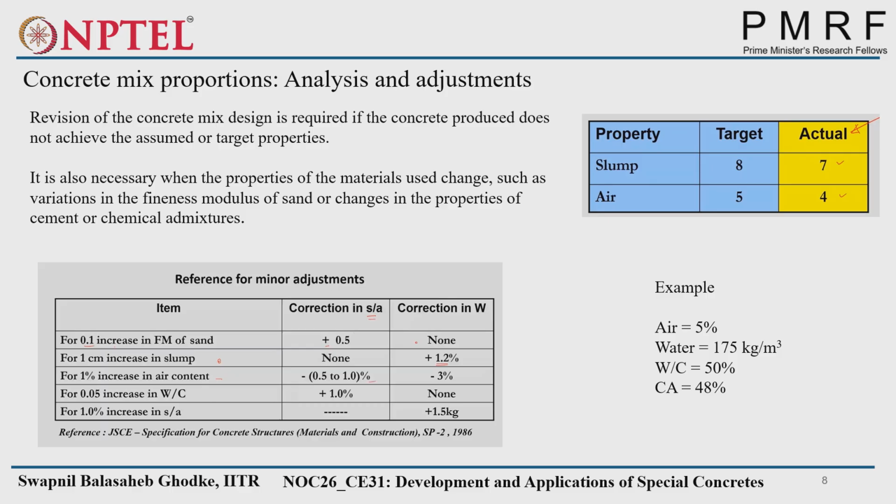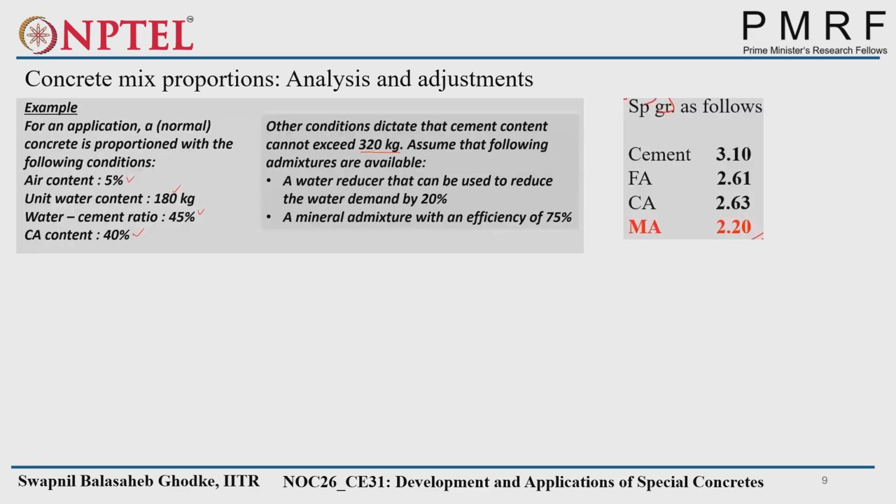Sometimes you will have the value of the S by A, so you can go with that one. Or sometimes you will get directly the value of the coarse aggregate percentage. So percentage is always, because sir has covered all the lectures in the volumetric basis design only, so you will get it out of 1000 liter only. You have to convert that 48% into 480 liter. Understood this example?